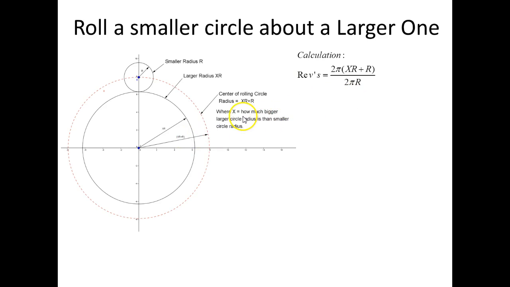What is this x? X is how much bigger the larger circle radius is than the smaller circle radius, which is the golf ball. So I call the golf ball radius r, and the radius of the basketball I'm saying is x times r. It's much bigger. What that bigger is, I don't know, so it's x. So 2 pi times x times r plus r divided by 2 pi times r, which is the circumference of the golf ball.